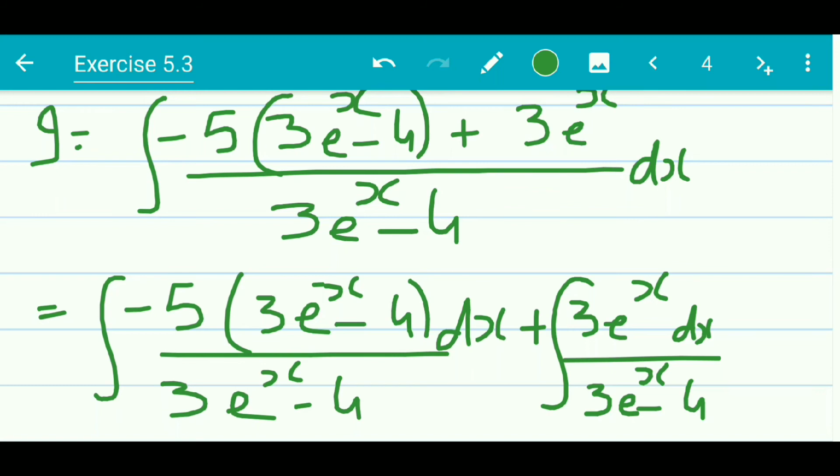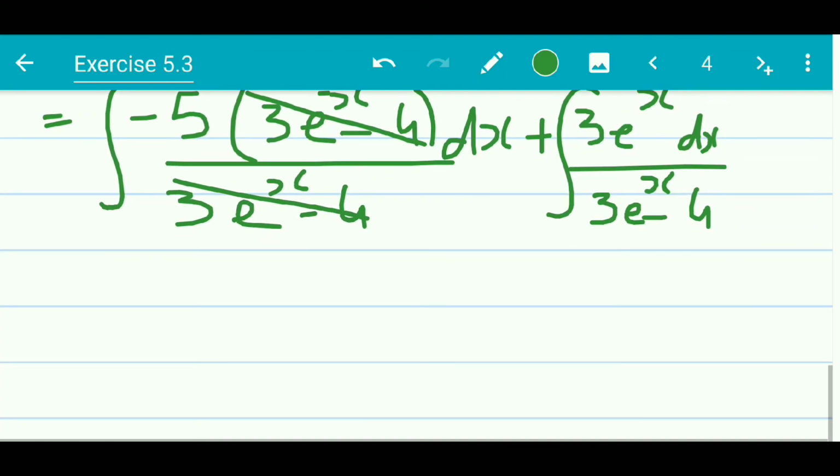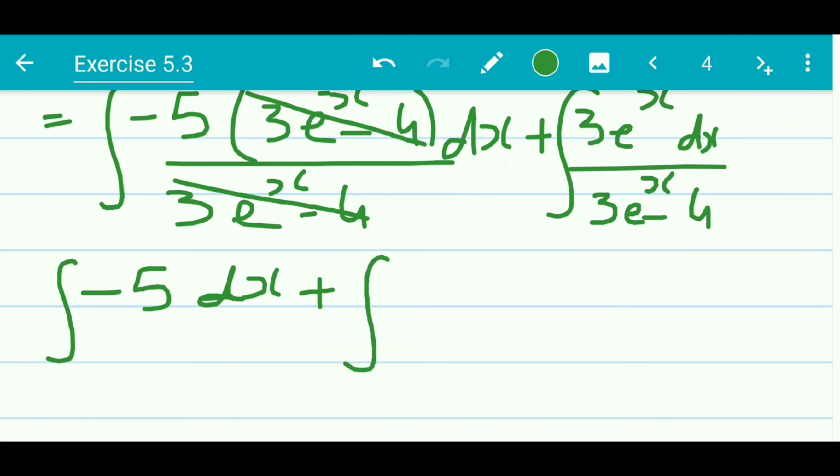Now, like we did in the previous sum, again, in the first term we cancel out the common terms in the denominator and the numerator, and thus we get integral of minus 5 dx plus the second term, let us write it for now as it is.